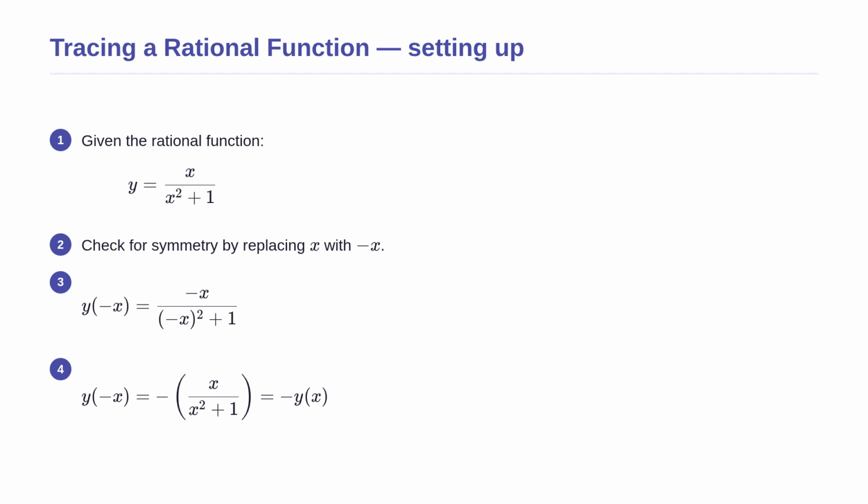First, we check if it has any mirror-like symmetry to save us time. We replace every x with a negative x. Because squaring a negative number turns it positive, the bottom of the fraction stays exactly the same. However, the top becomes negative, making the entire result the exact negative of our original equation. This proves the curve has origin symmetry, meaning the bottom left will be an upside-down mirror image of the top right.